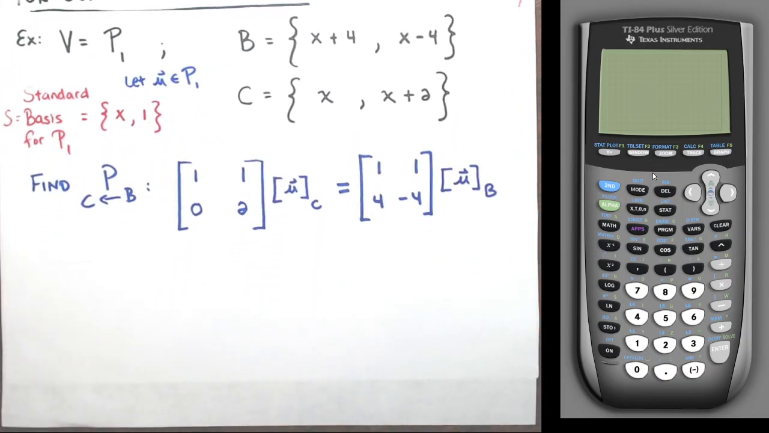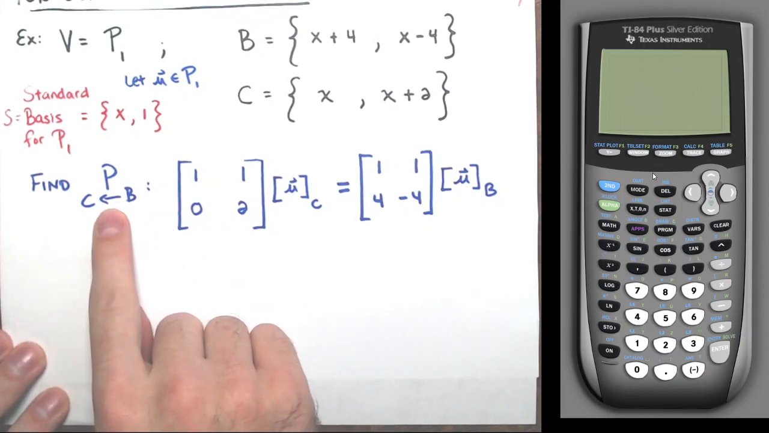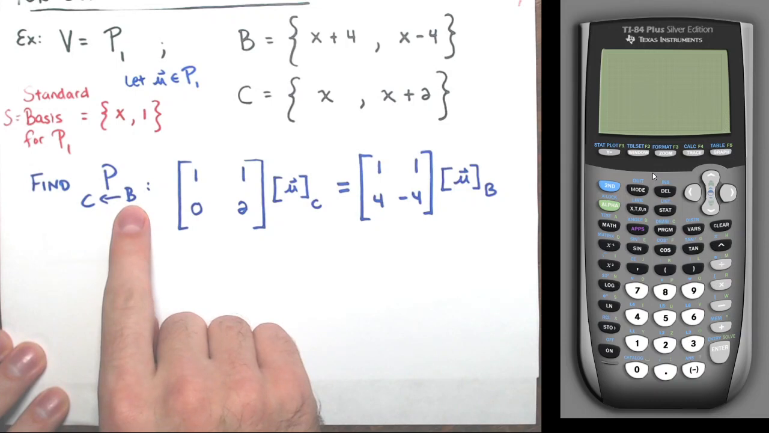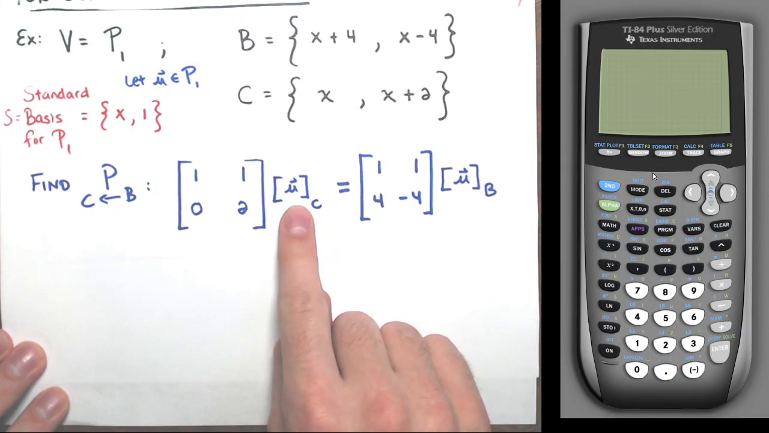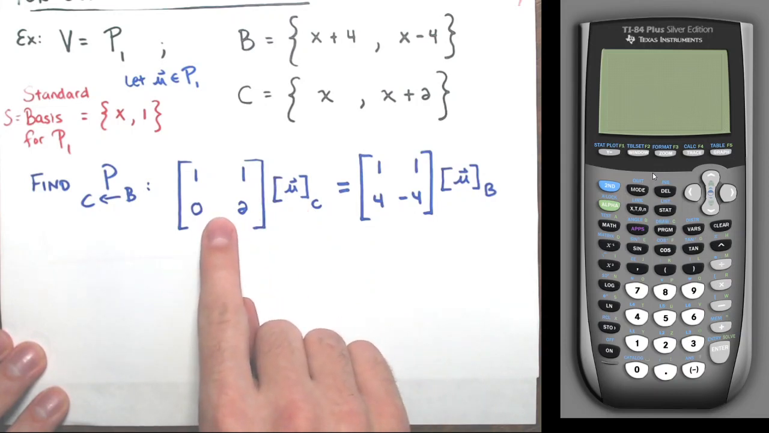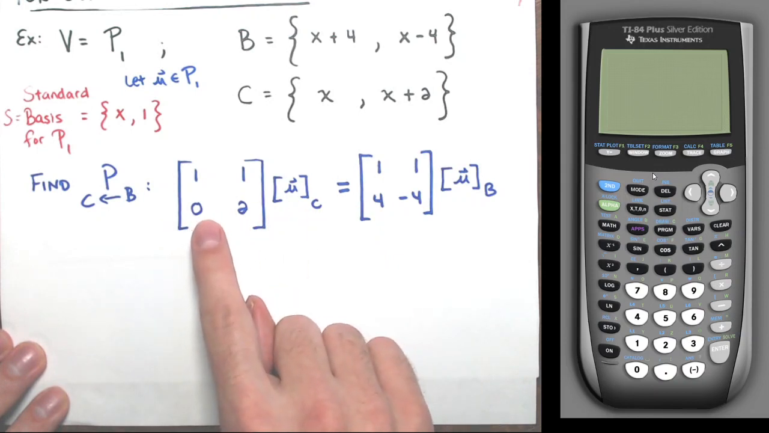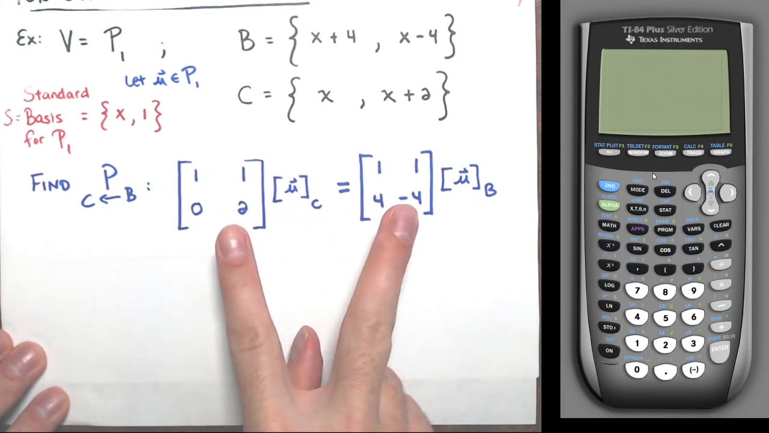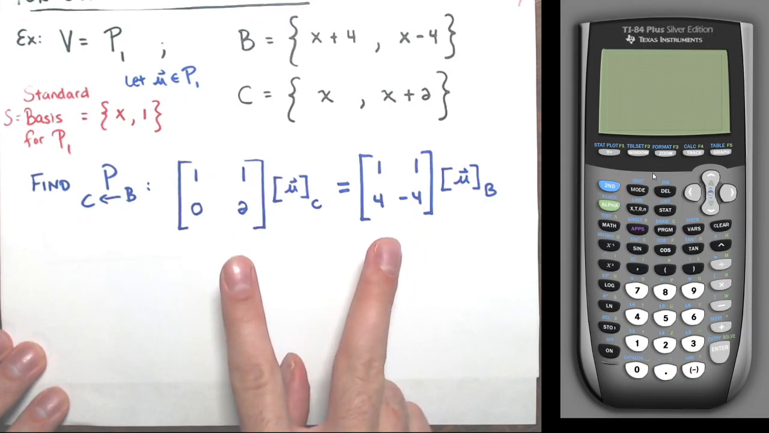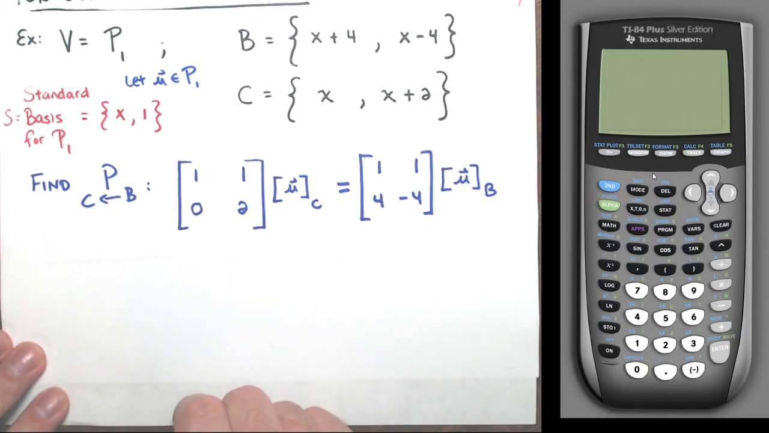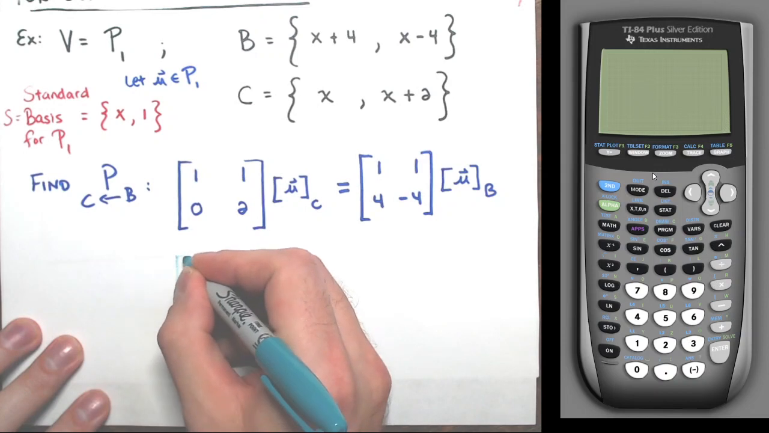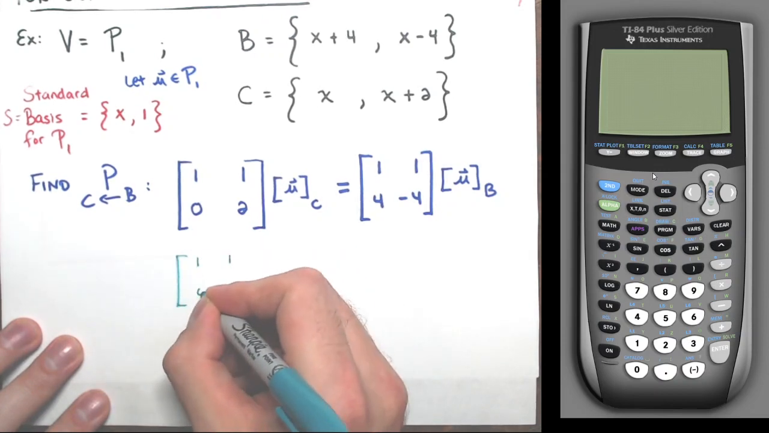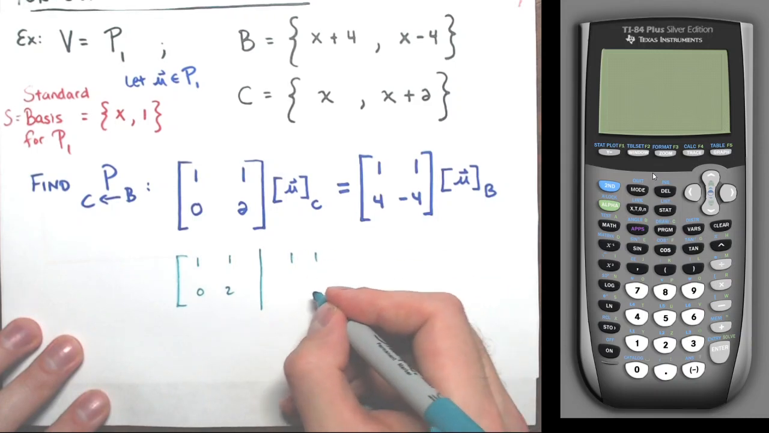All right, and now I would like to find this transition matrix. So this is where I know the coordinates with respect to B. I would like to find the coordinates with respect to C. So I need to find the inverse of this matrix and multiply both sides on the left by the inverse of this matrix, or make the augmented matrix with these two and put it in reduced row echelon form. Which wouldn't be so bad. I could actually probably do that right out loud. So here we go: 1, 1, 0, 2, bar, 1, 1, 4, negative 4.